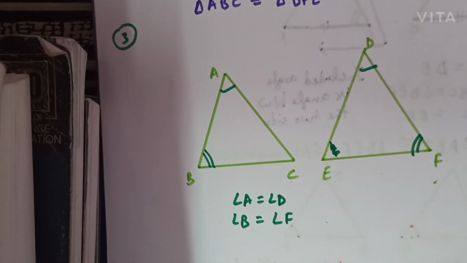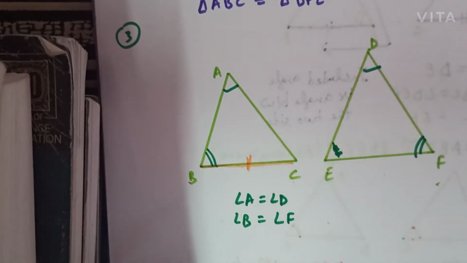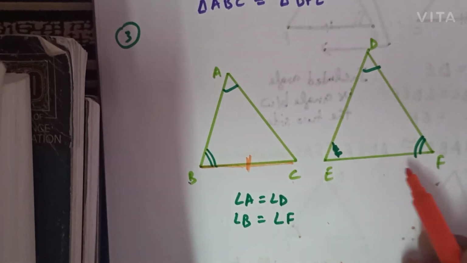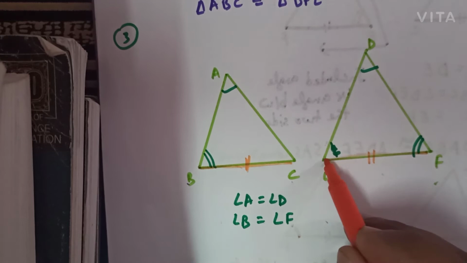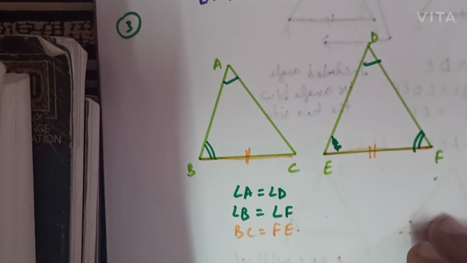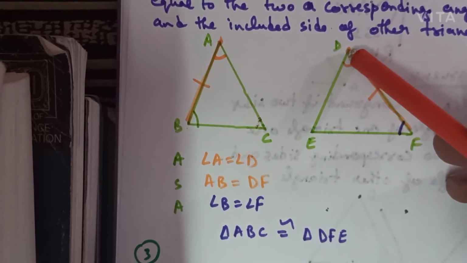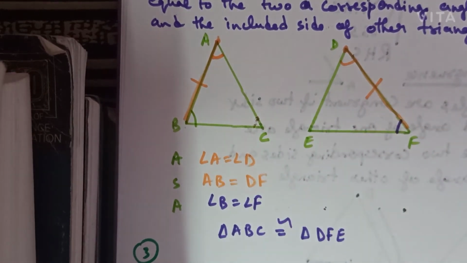Now what I am saying is, if the third side which is the equal side is not the included side, if this is the third side, that is BC, and here the included side is FE, if BC is given equal to FE, will the two triangles be congruent? You might think that they may not be congruent because the included side is not equal. In the above example, two angles were equal and the included side between them was equal.